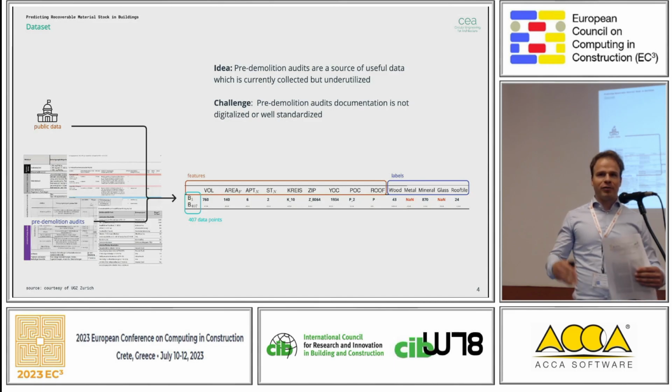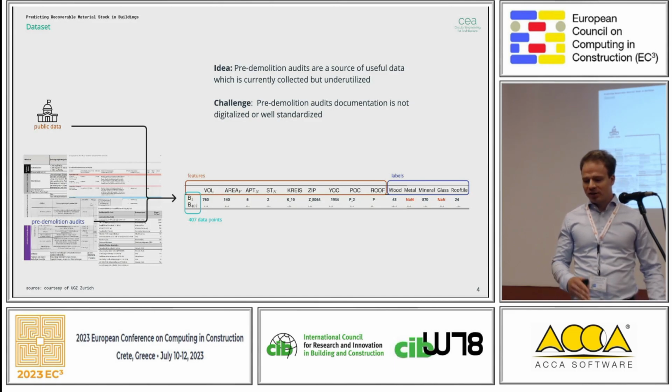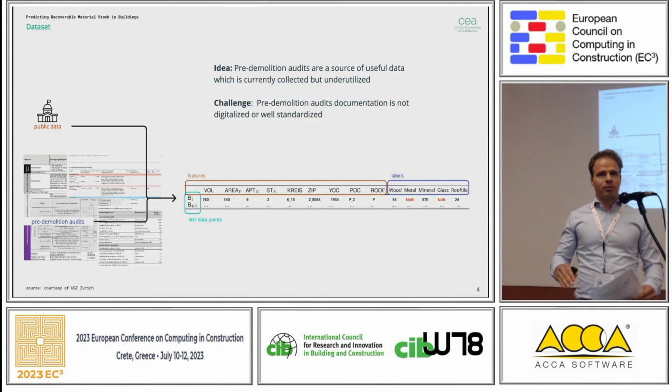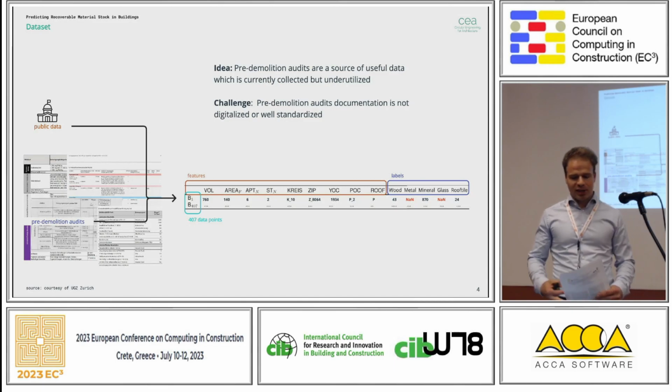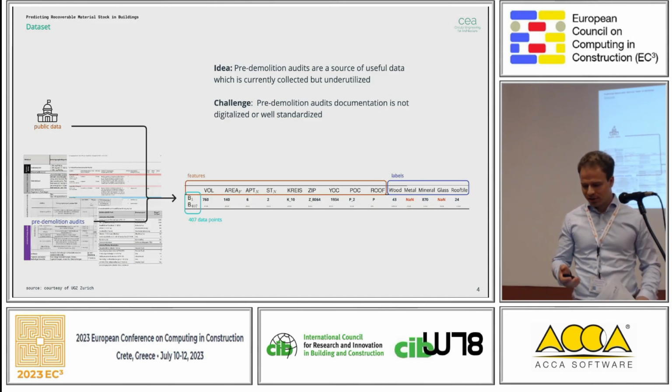And not every audit report mentions all materials, so we decided for five labels: wood, metal, mineral waste, which includes concrete or brick, glass, and roof tiles, because these were the five that were mentioned the most. Our dataset was based on pre-demolition audit records from 2018 to 2022, so over 4 years, we had 407 of these records that we used to create this data set. So it's a rather small data set, but as you will see, it served its purpose for this initial study.